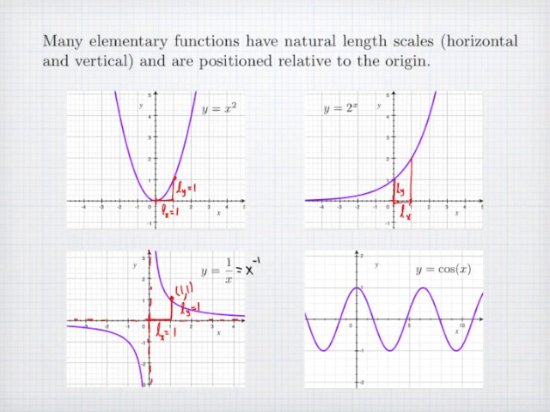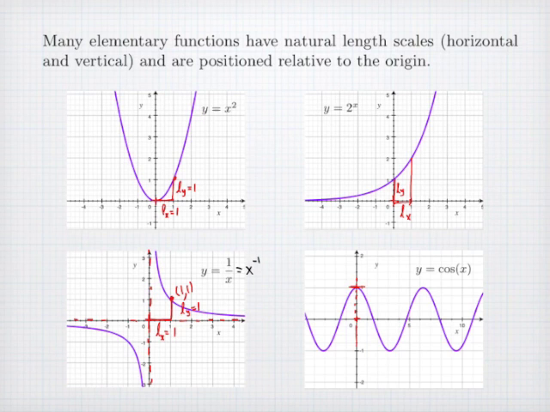For my last example of a function that has a natural scale, I want to look at the cosine function. I could have used the sine function, but I'm choosing the cosine function just to emphasize that the graph doesn't have to go through the origin. But again, if I look at the origin, this is special because it corresponds to where my function goes through its peak.